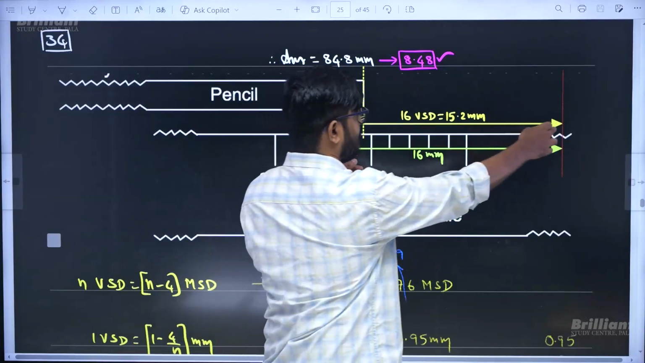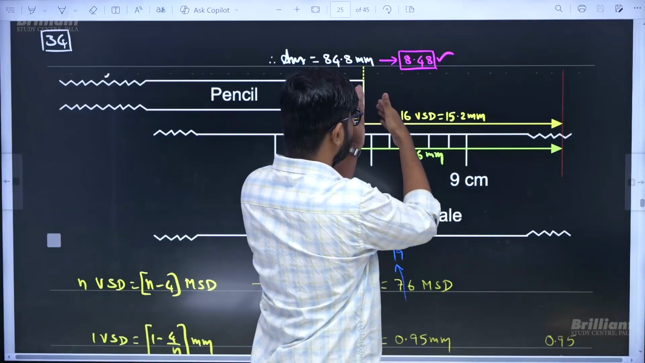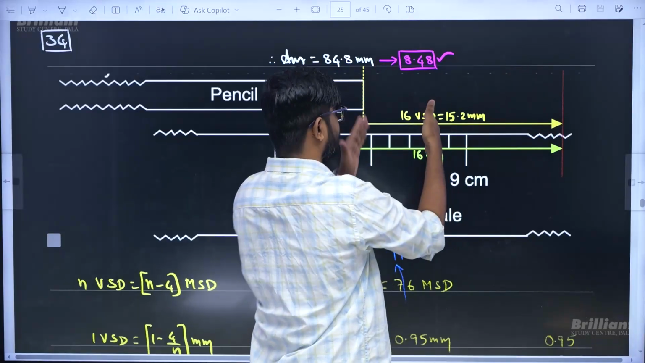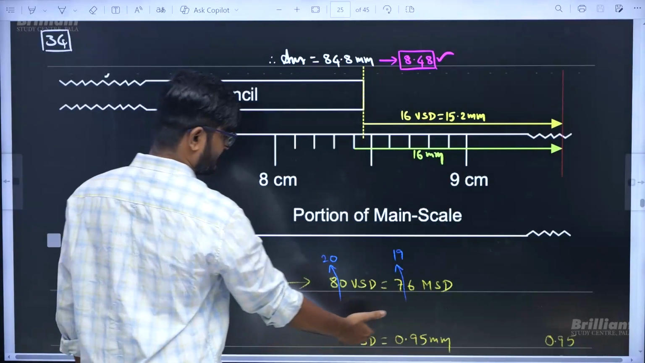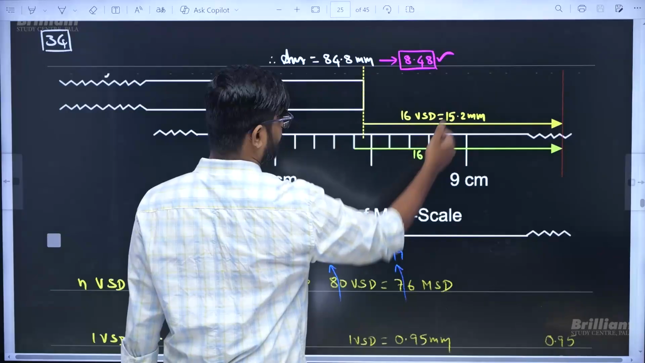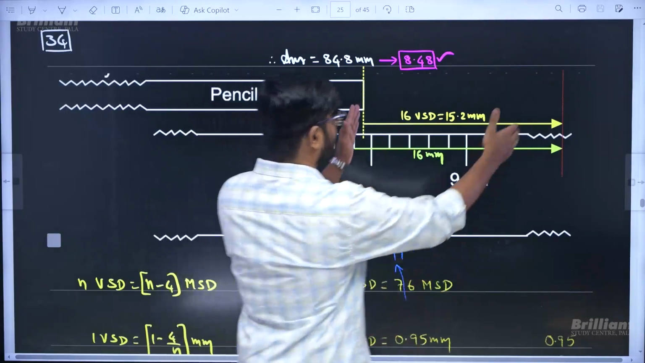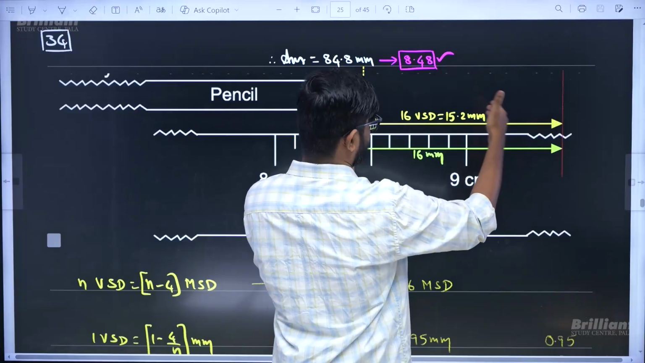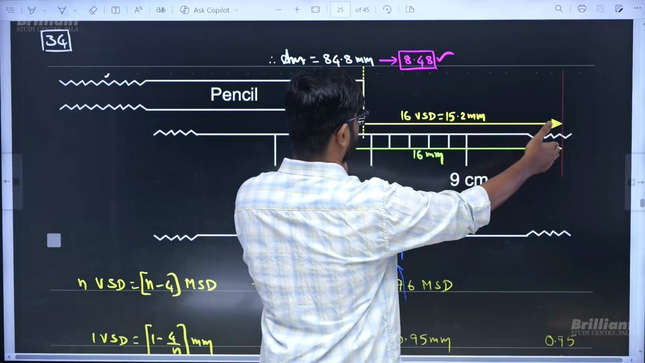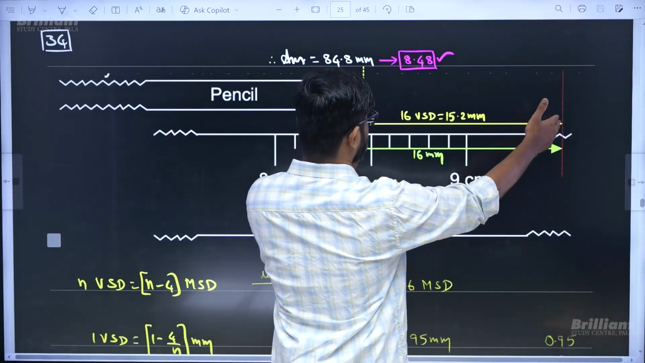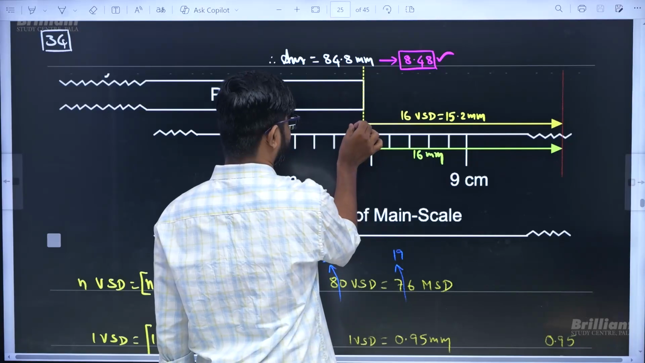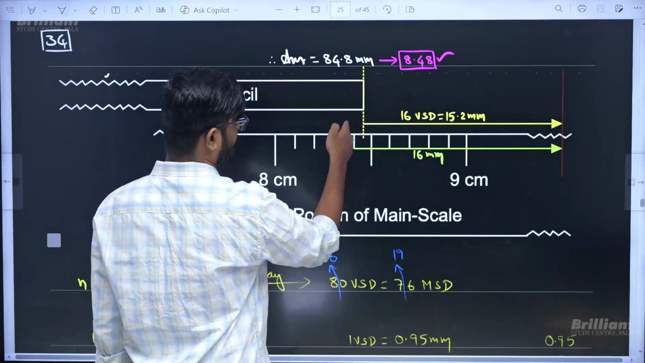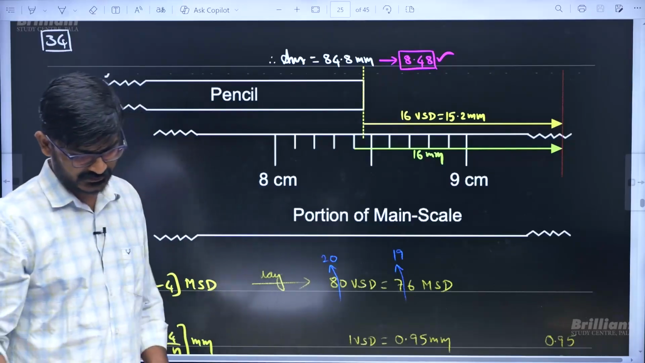They said the 16th division of the vernier is coinciding, so vernier 0 will be here. 16th division of the vernier is coinciding with some main scale division. One vernier scale division is this much, so 16 times this is going to be 15.2 mm. If this is 15.2 mm, this should be an integer, slightly more than 15.2, so that is going to be 16. If this is 16 and this is 15.2, this is 0.8. So 84.8 mm, that is 8.48 centimeter.